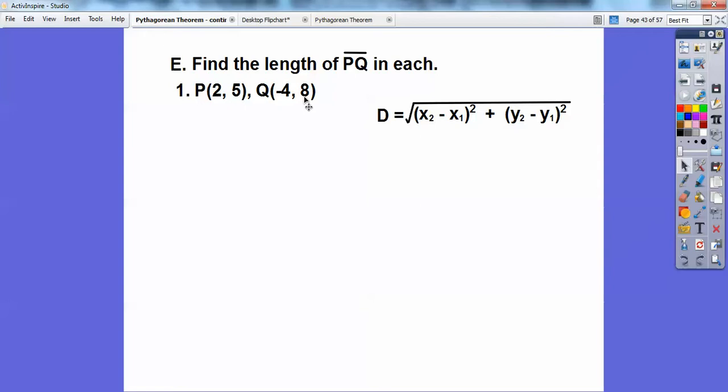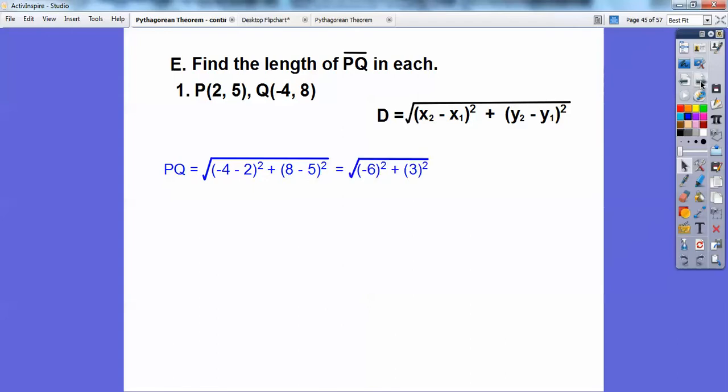Don't forget to square it. And then it's going to be 8 minus 5, and then square it, and then you add it together. So there's that right there. x sub 2 minus x sub 1 squared plus y sub 2 minus y sub 1 squared. Now be careful, watch the negatives, you guys. Negative 4 minus 2 is negative 6. And then 8 minus 5 is 3. So that's going to get me to that right there.